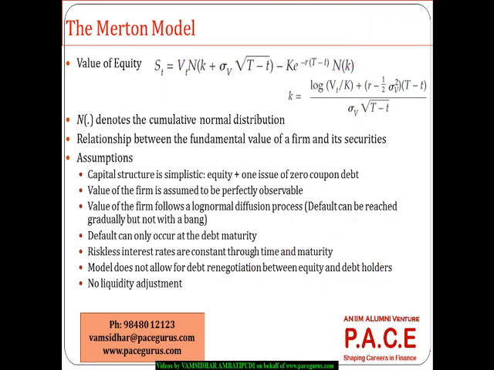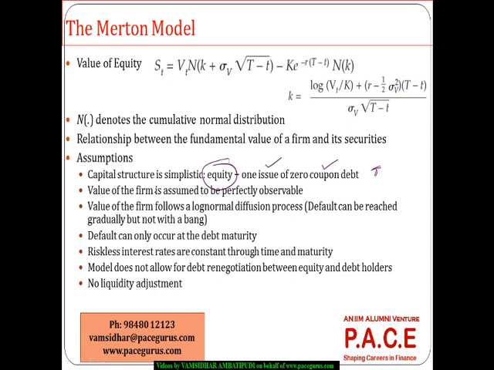A few important assumptions go into this model. At any point in time, the company has a very simple capital structure. There is equity, and the debt portion is nothing but one single issue of a zero coupon debt which is maturing at time T. That's a straightforward assumption that typically comes out.